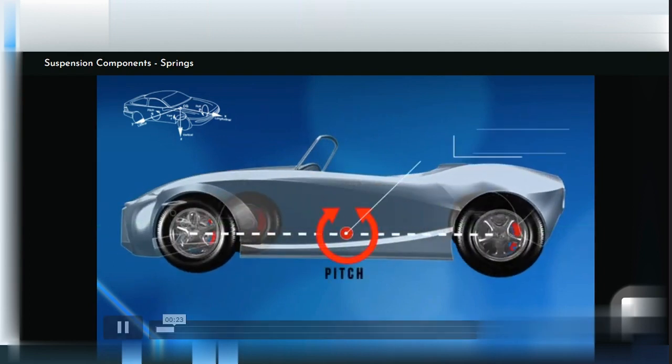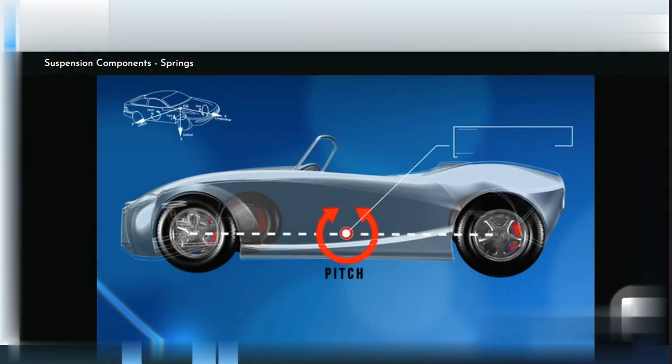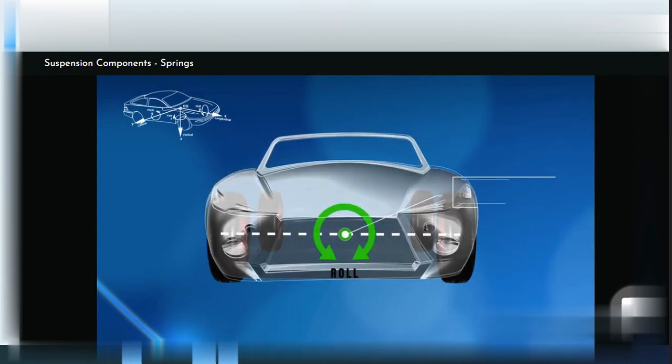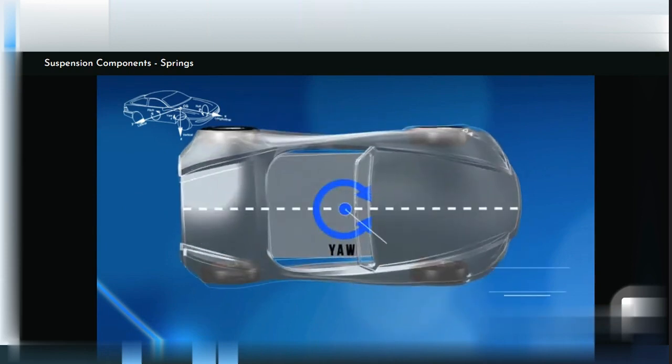Pitch is the tendency for the suspension to rise and fall under acceleration or braking. Roll is when the vehicle will try and turn on its longitudinal axis, and yaw describes how the vehicle will twist on its vertical axis.